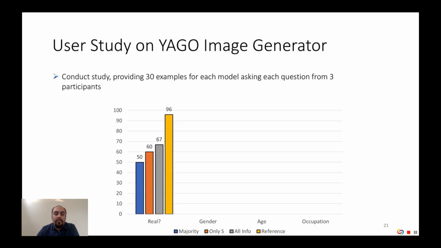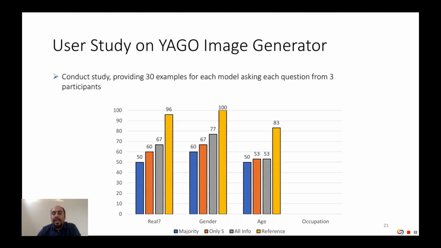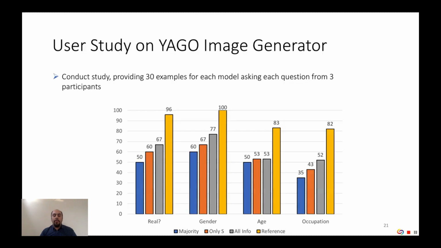And we asked 4 questions. We asked about the realness of the generated image. We asked about the gender of the person in the image. We asked about the age of the person in the image, and we asked about the occupation of the person in the image. So as we can see, again, similar to the previous experiment, having all of the information while we are trying to generate the missing image provides us with the best result. It seems that the images are not very useful in the age and occupation categories, but again, it still provides us with better results compared to other models.